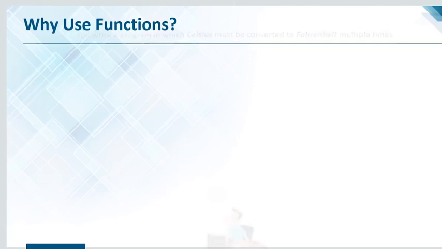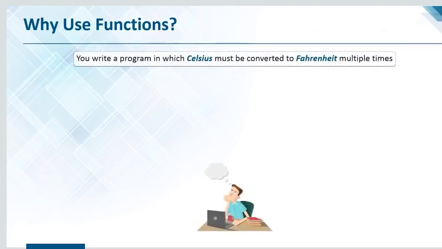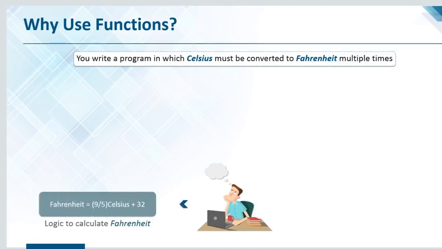Example use case. Consider this program, right? So let's say you write a program in which you input a Celsius number, let's say a temperature of course, and this must be converted into Fahrenheit multiple number of times. What would you do? We first obviously start with the logic, right? So Fahrenheit is equal to 9 by 5 into the particular Celsius number plus 32. So this is the logic to calculate for Fahrenheit.